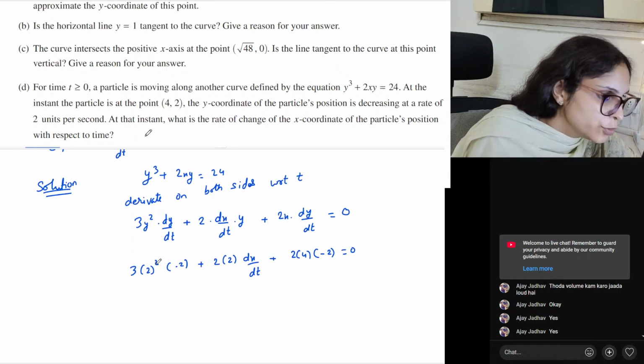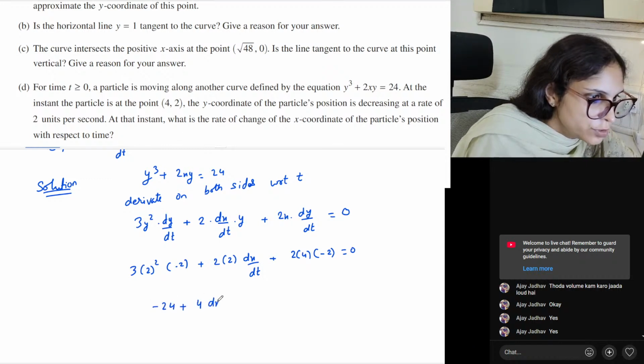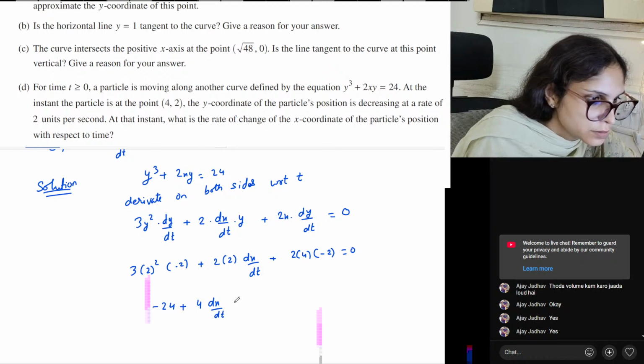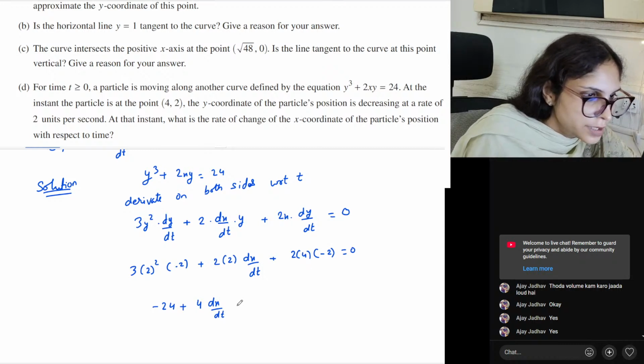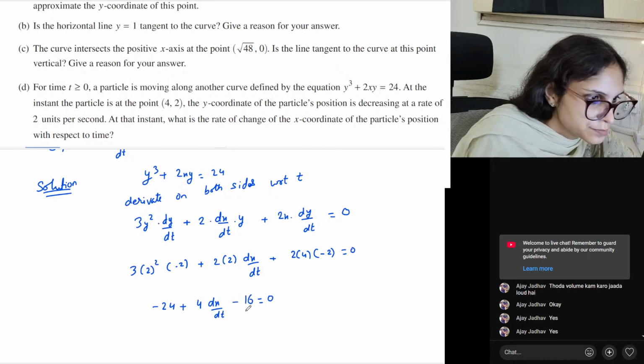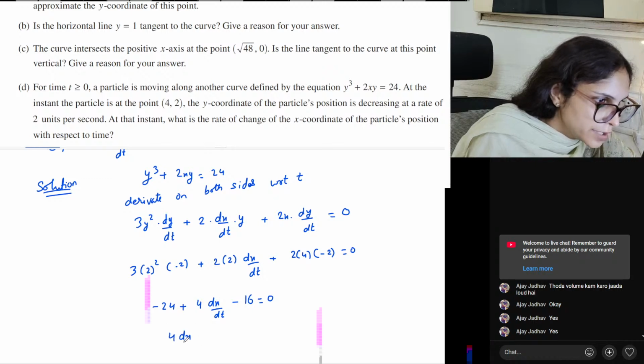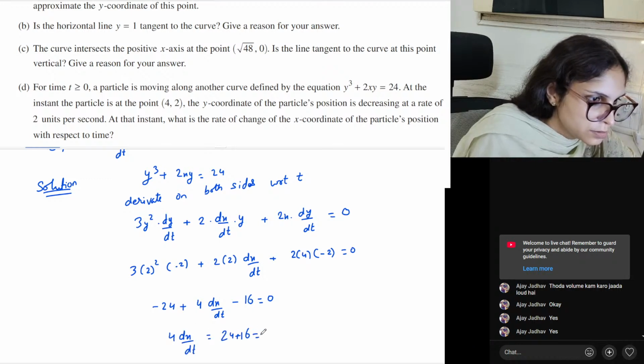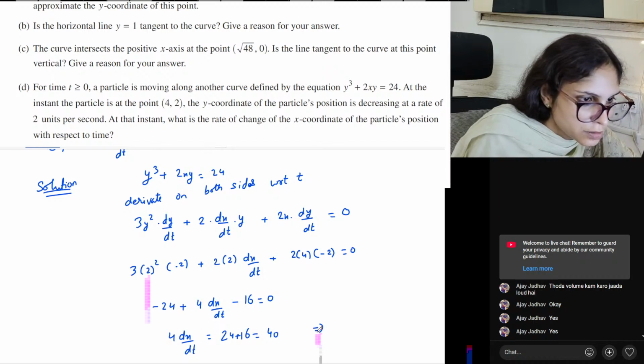So 2 squared is 4, 4 times 3 is 12, 12 times negative 2 is negative 24, plus 4 dx over dt, 8, negative 16. So 4 dx over dt will be 24 plus 16, which is 40. That means dx over dt is going to be 10.